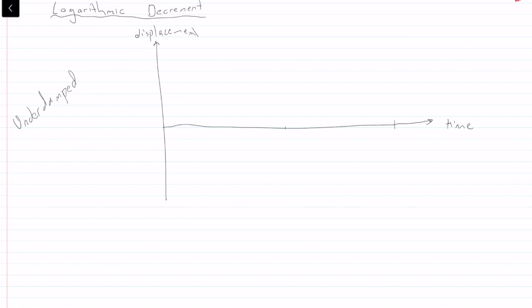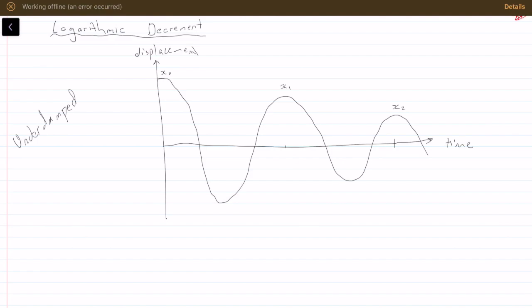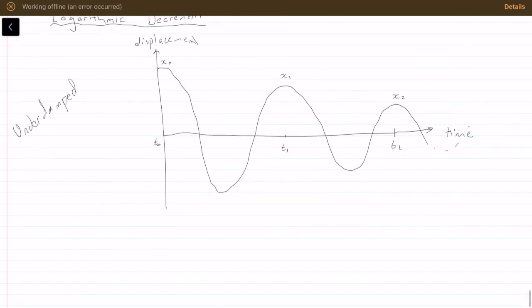Basically, let's draw our graph. It's going to be somewhat of a sinusoidal graph, and it's going to look something like this, where the amplitude is constantly decreasing. We have our displacement time graph, and this point right here is going to be x0. Then the next peak is x1, and the next peak is x2. Similarly, I'm going to have the times t0, t1, and t2, and obviously this continues, but I'm just going to go three times.